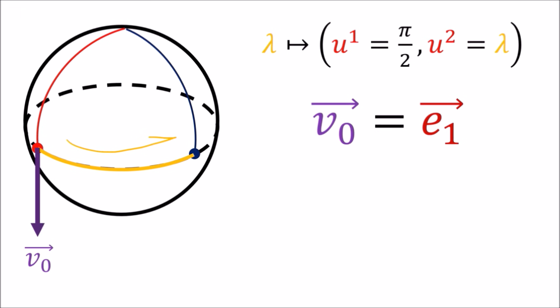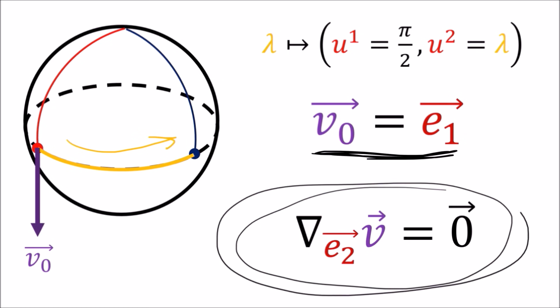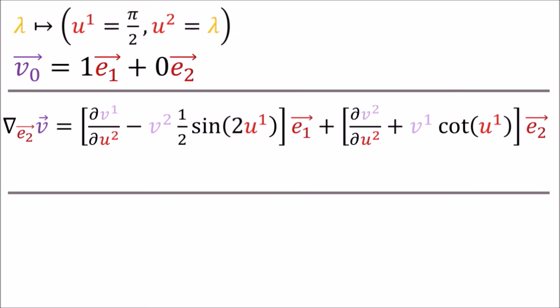So in this case, our curve is the standard equator curve, and the initial starting vector is equal to the E1 basis vector. And parallel transporting this vector along the curve means requiring that the covariant derivative of the vector along the curve is equal to 0. So to do that, we start with the initial condition that the covariant derivative must be equal to 0. So we start with our standard covariant derivative formula, and again, since we're on the equator where u1 is equal to pi over 2, these two terms go to 0.